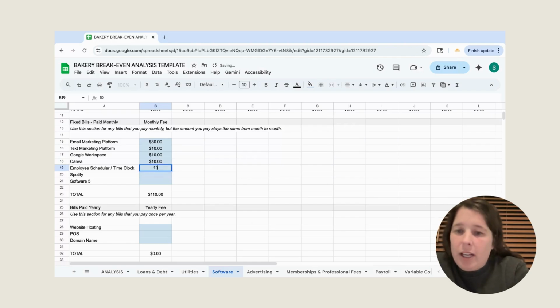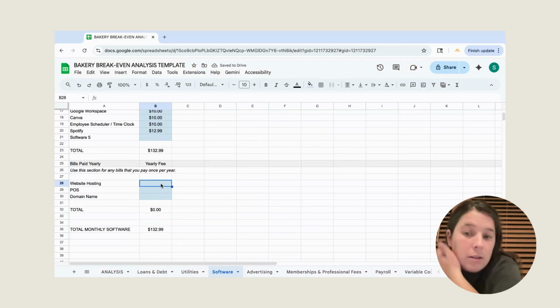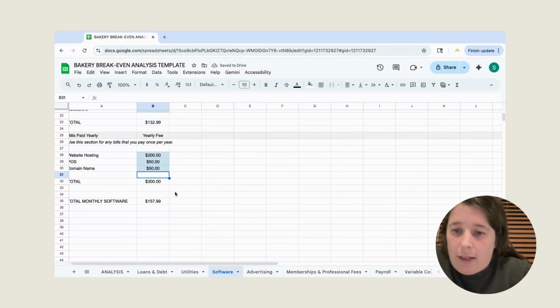And again, you should be looking at your bank statements to get the real numbers, but I'm just plugging a few things in for the sake of this example. And then anything you pay yearly goes in the bottom section. And again, that figures out your total and your monthly total, and it plugs it into the monthly analysis.